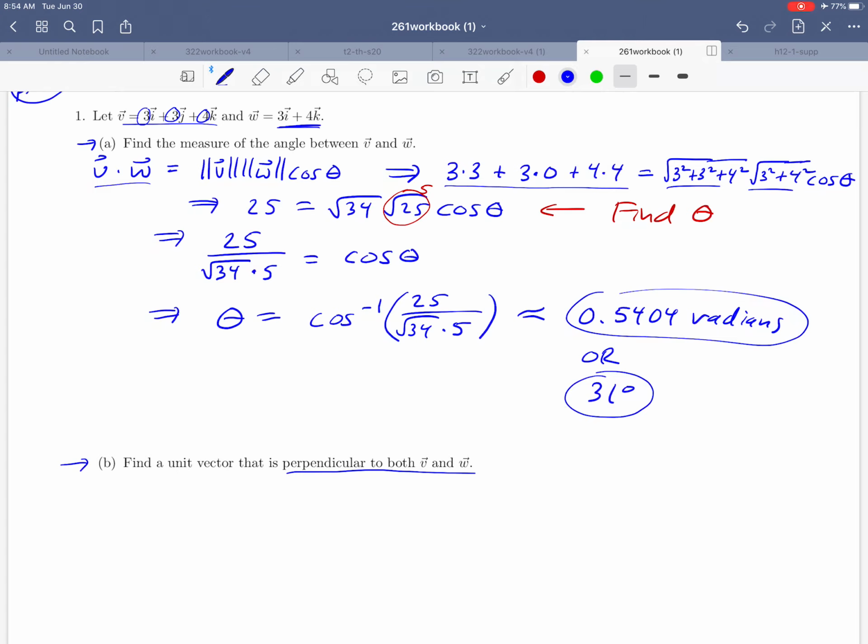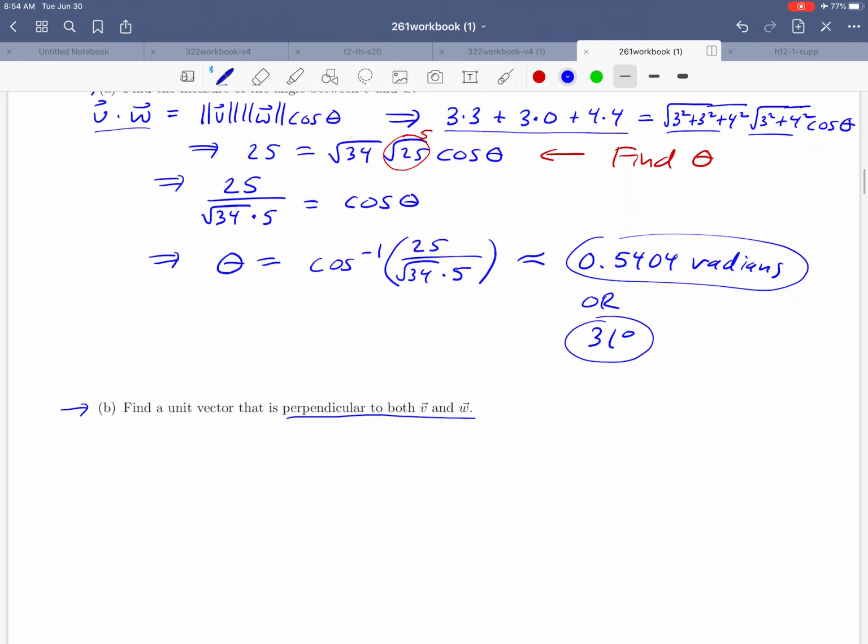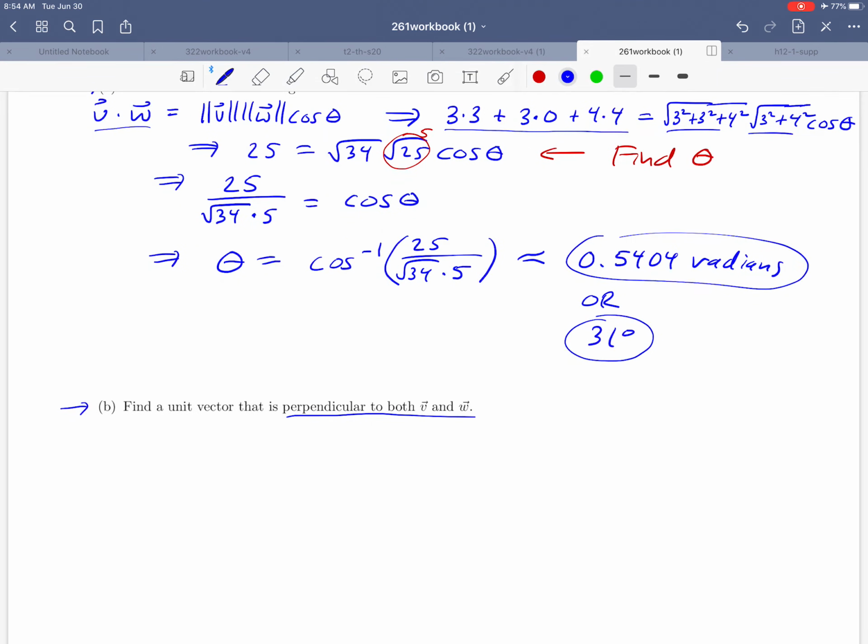If you look back through the section, you'll notice that the cross product was the way to find a vector that's perpendicular to two vectors. So we're going to start our calculation by just taking v cross w. That should produce a vector that's perpendicular. Okay, so a cross product involves a determinant.